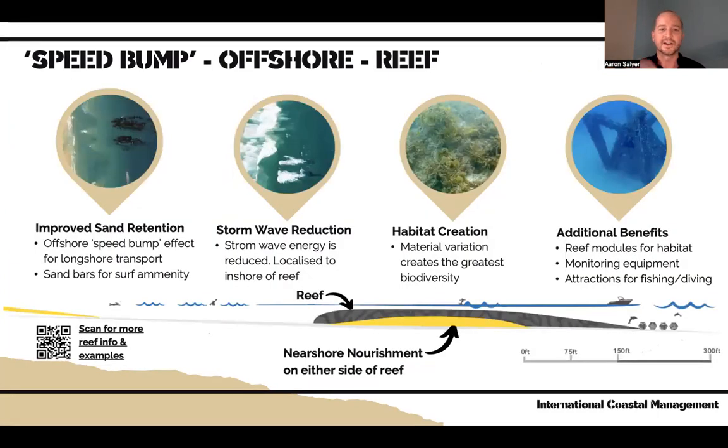And here we're talking about the offshore speed bump, which is the artificial reef, something that we have a lot of experience with as well. So the real draw card for having an artificial reef as an offshore speed bump is for it to slow down the movement of that nearshore nourishment in the sandbar and act as an offshore speed bump. It also improves the sand retention around the reef itself and reduces those heavy storm waves. But you're also creating a huge habitat and marine environment, which can lead on to many additional benefits, not just for the locality of the reef itself, but regionally.